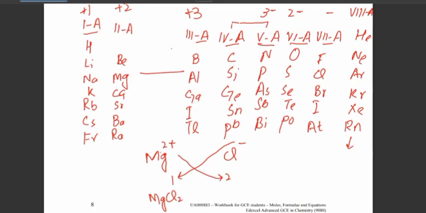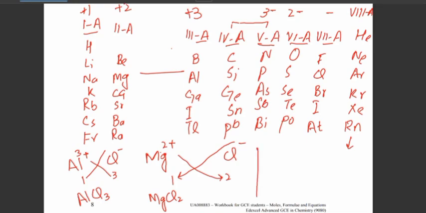Same, if we have to make aluminium chloride, aluminium +3 charge, chlorine has minus charge. Okay. 3, 1. It becomes aluminium chloride, AlCl3. Aluminium has +3 charge, chlorine has -1 charge, multiply by 3, it becomes -3. +3, -3 cancel each other and it will be neutral.